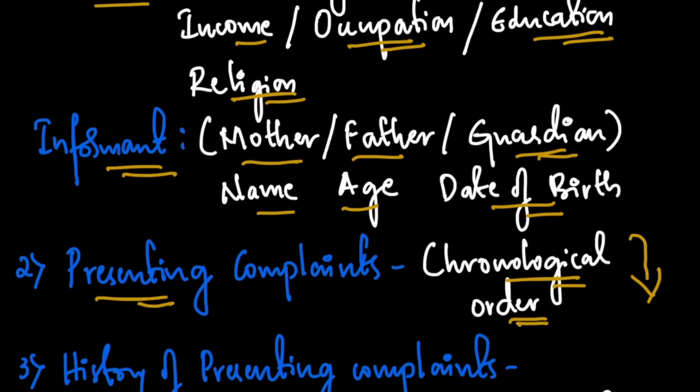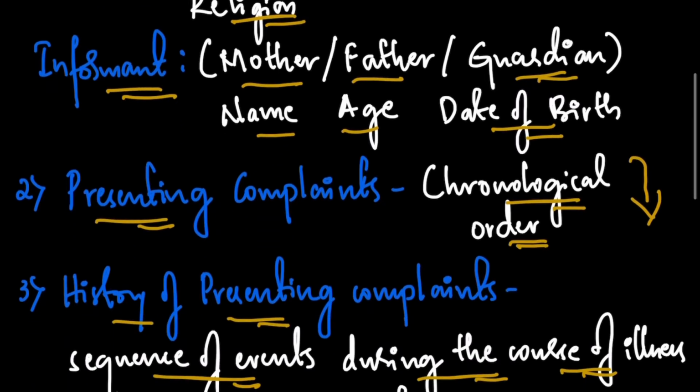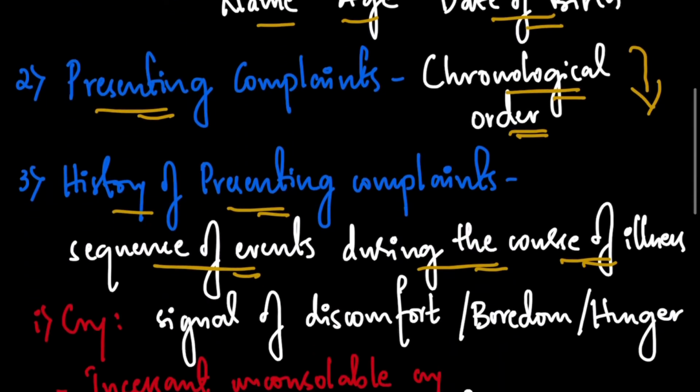In this history of presenting illness, these are nothing but a sequence of events during the course of the illness. So how did the illness come about? So what are the common presenting complaints in the pediatric department? Firstly, we'll have cry. So cry is the signal of discomfort, boredom or hunger in the infant. If the cry is incessant and unconsolable, then it means it is because of painful conditions.